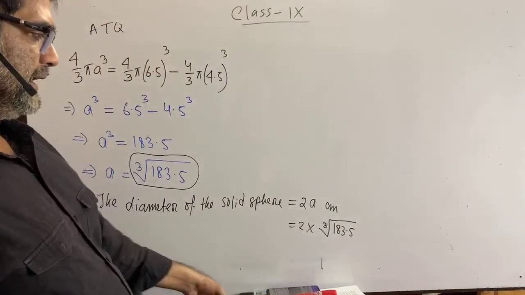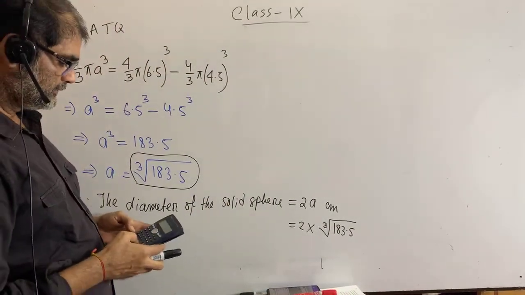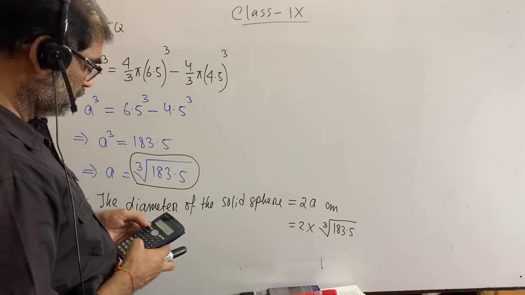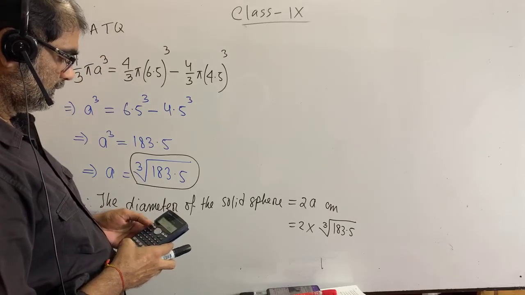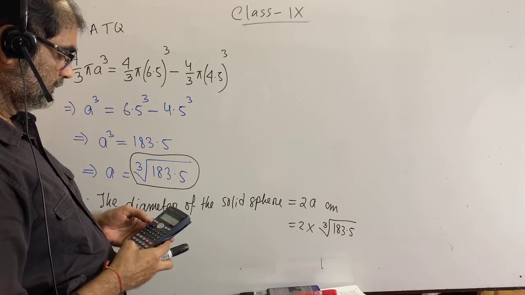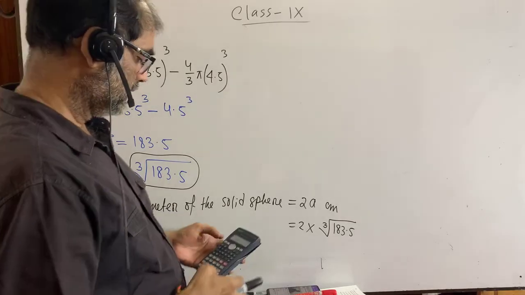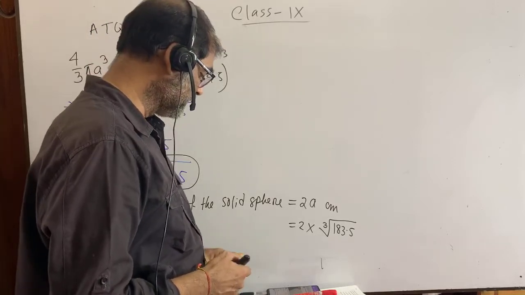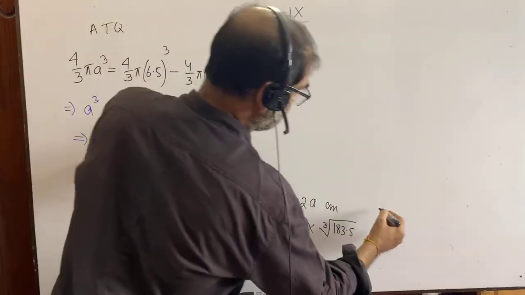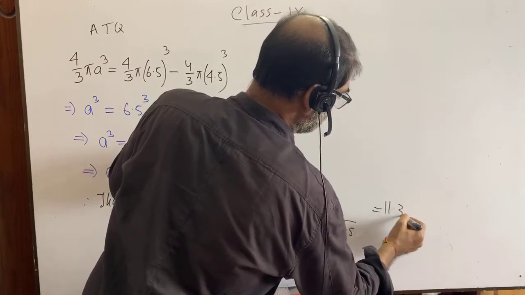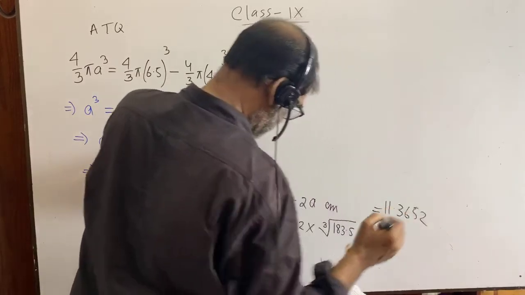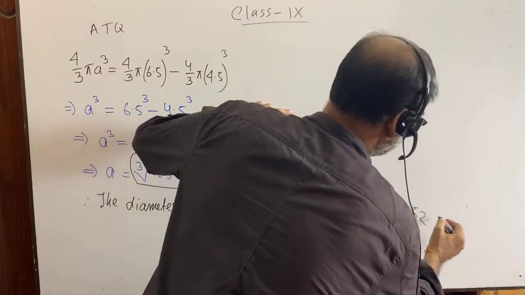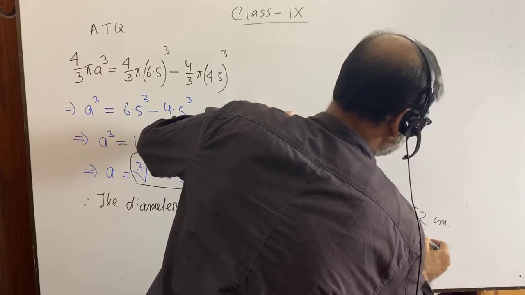Now you use the calculator again. Its cube root into 2. So our answer is 11.3652 centimeter approximately.